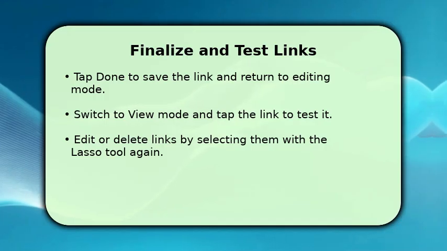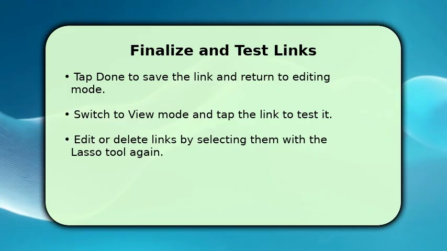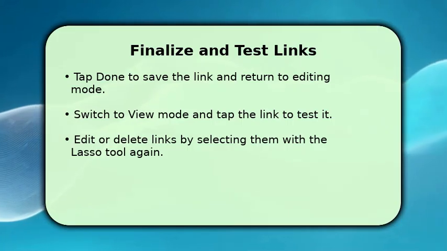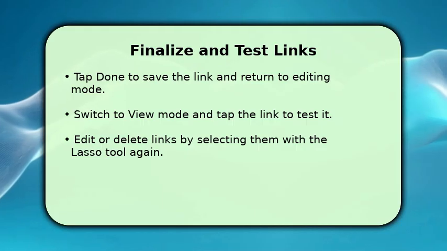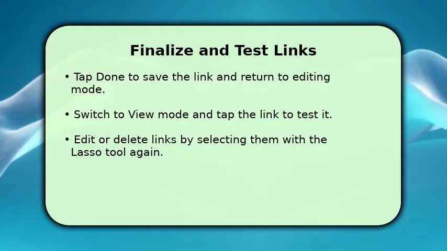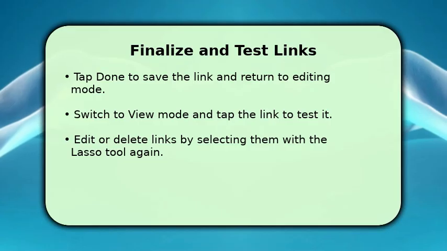Edit or delete links by selecting them with the lasso tool again. If a link points to the wrong spot, adjust the destination and save again. Use clear labels or colored boxes to indicate linked areas for easier navigation. Back up the document before making bulk link changes to preserve work. Repeat testing on a copy to confirm links across devices.